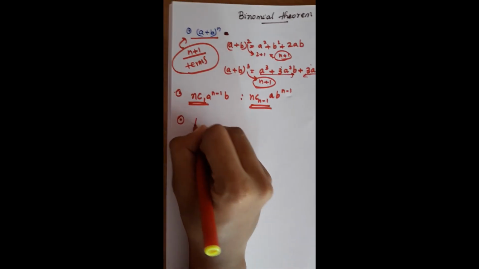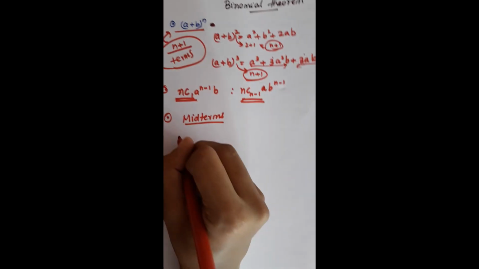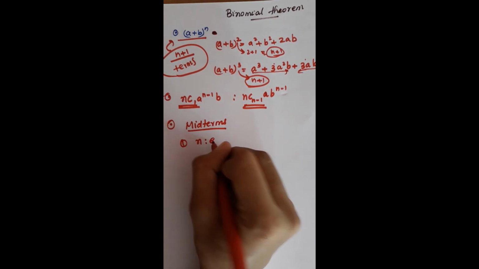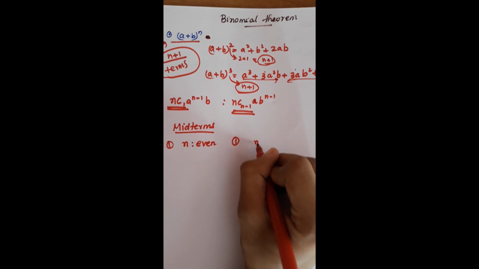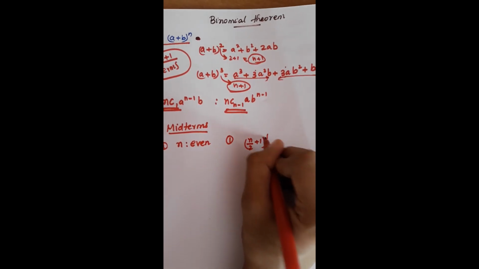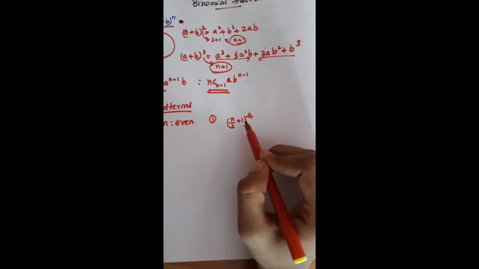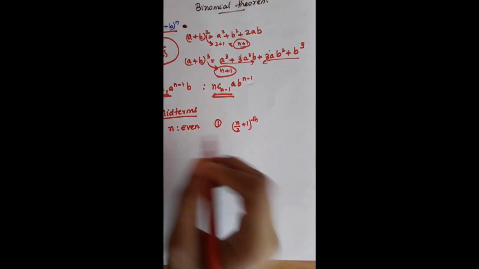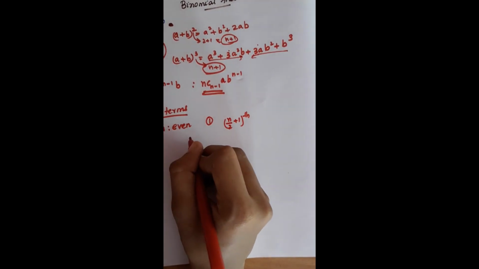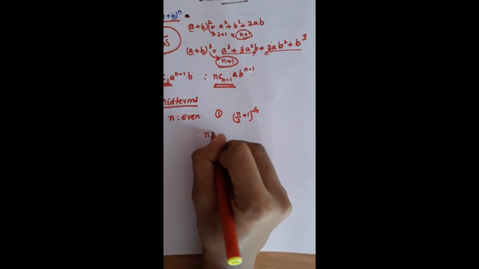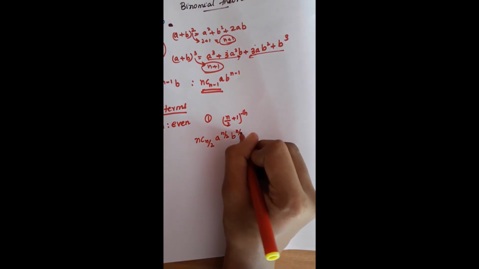Now we will move to mid terms. This has 2 conditions. When n is even, we have only one midterm, which is the (n/2 + 1)th term. I already told you, (r + 1)th term means here r is equal to n/2. So the midterm when n is even turns out to be nC(n/2) a^(n/2) b^(n/2).